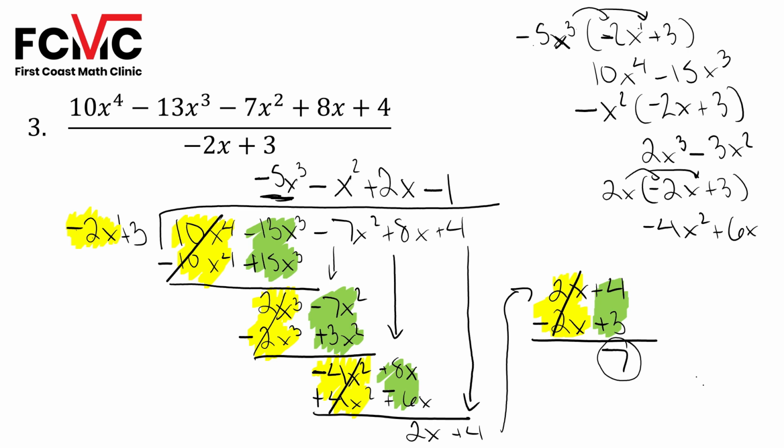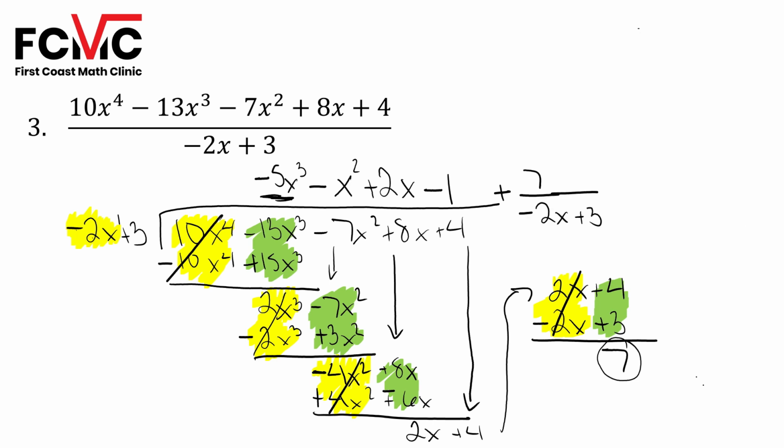So we're going to attach our remainder to our quotient. So we've got plus, since that 7 is positive, 7 over our negative 2x plus 3. So our answer for number 3 is going to be negative 5x to the third minus x squared plus 2x minus 1 plus our remainder 7 over negative 2x plus 3.